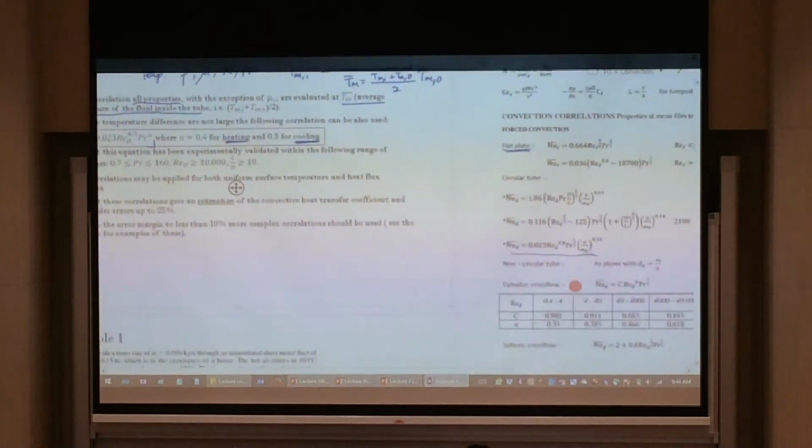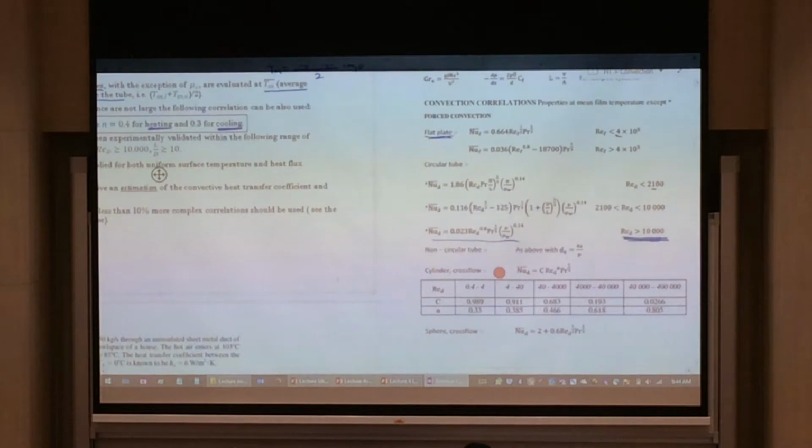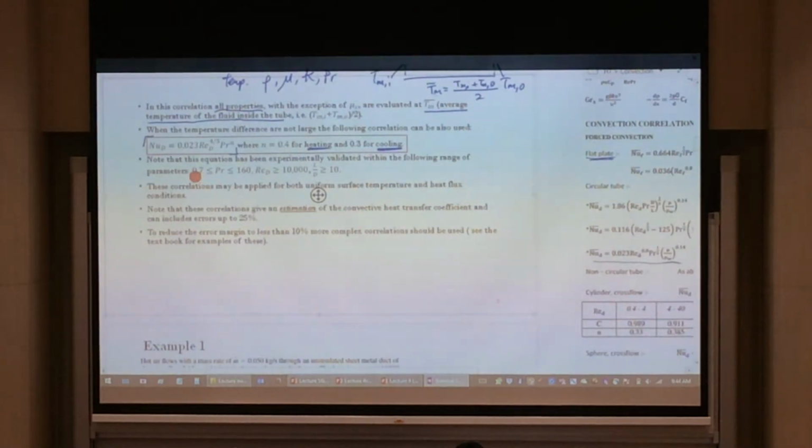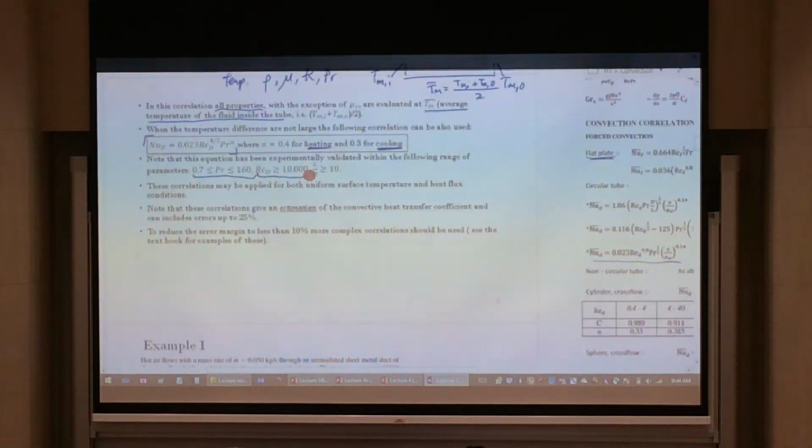So again, you would see that in your data booklet, the only condition given is Reynolds number. As long as it's greater than 10,000, we say that it's turbulent flow. But over here in your lecture notes, it says some additional conditions. One is your Prandtl number has to reside between 0.7 to 160. You will see that your Reynolds number stays over there.